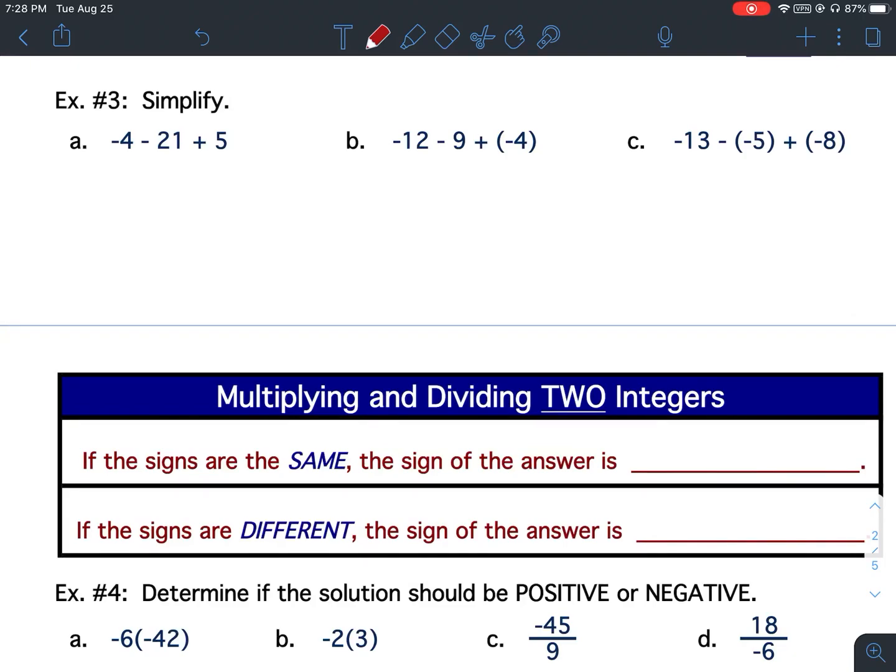Integers Lesson A Notes, example number 3. We're going to simplify these. Example 3 is a combination of example 1 and example 2, and it's really not different than those. It's just that there are 3 numbers now instead of 2, but the operation is still either going to be addition or subtraction.